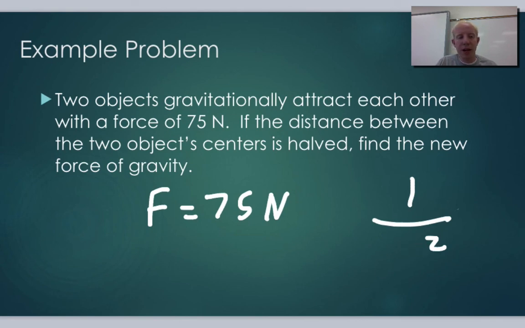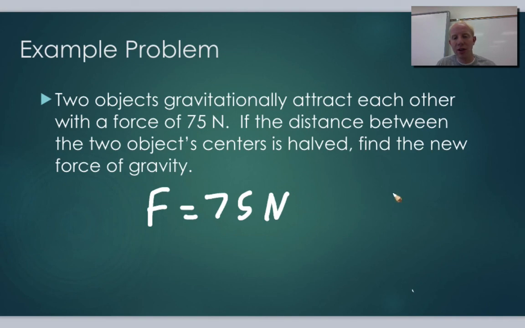R changed by a half, so I'm going to write it like this: 1/2 squared. Now you've got to think back to fraction math. Dividing by a fraction is the same as multiplying by the inverse of that fraction. So this fraction turns to 1/4. But 1 over 1/4 is the same as just multiplying by 4 over 1. So 1 over 1/4 becomes just 4.